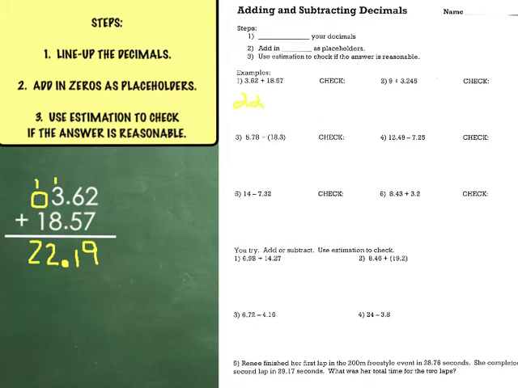Now what we need to do is use estimation to check to see if it was reasonable. So 3 and 62/100 rounds to 4. 18 and 57/100, you could round it to 19, or you could round it to 18.50. I'm going to round it to 18.50 to give me a closer answer. We add them up. 8 plus 4 is 12, carry the 1. 22.50 is our estimate. Is that close to 22.19? Yes, it is.